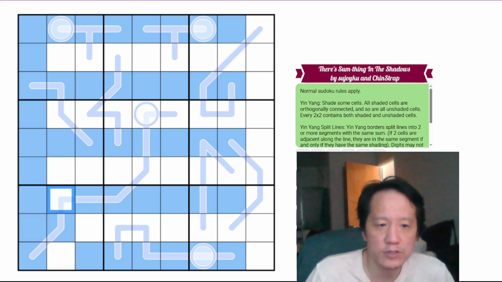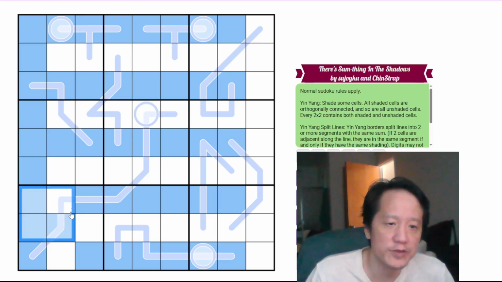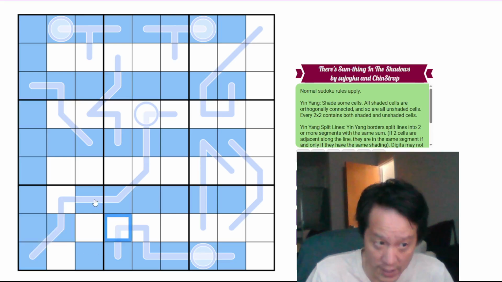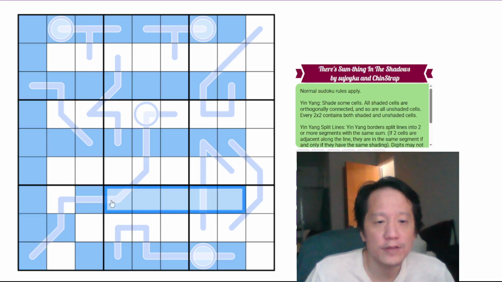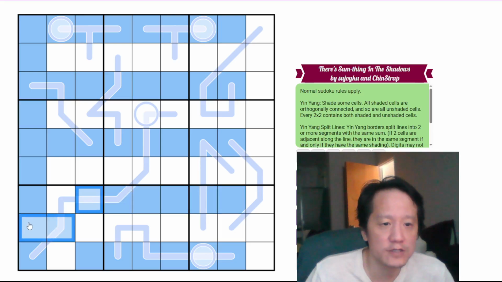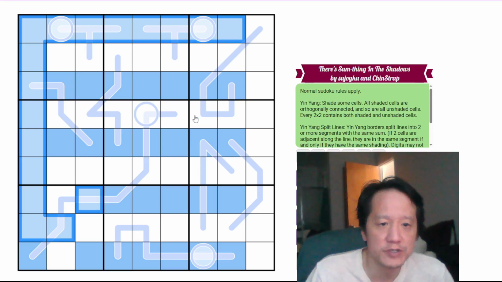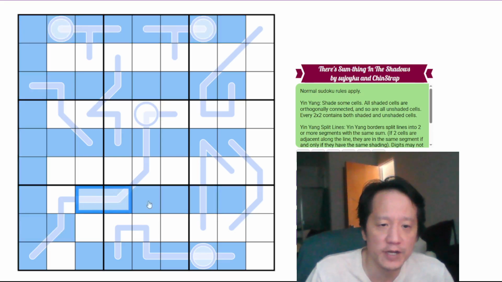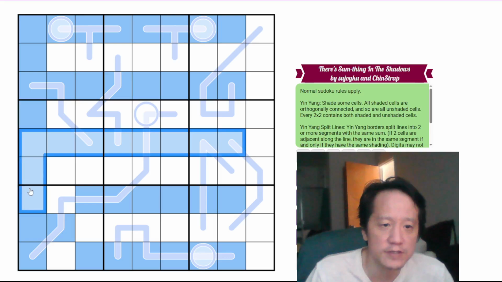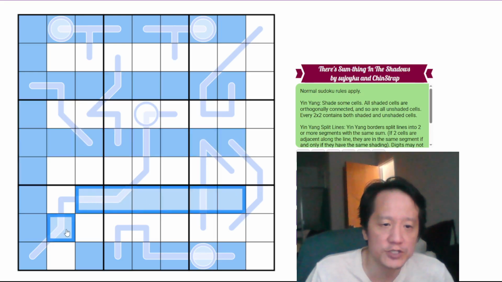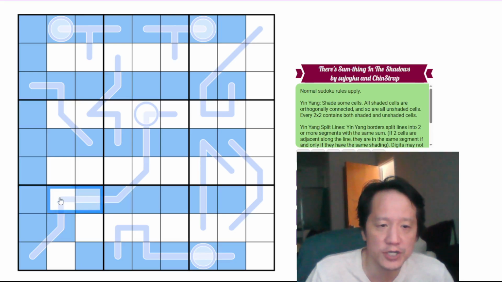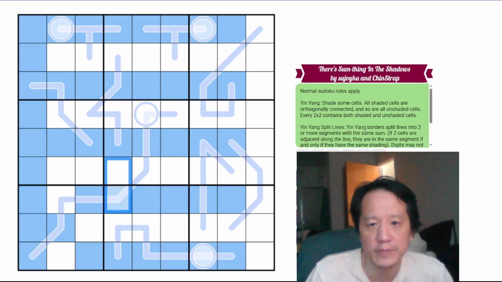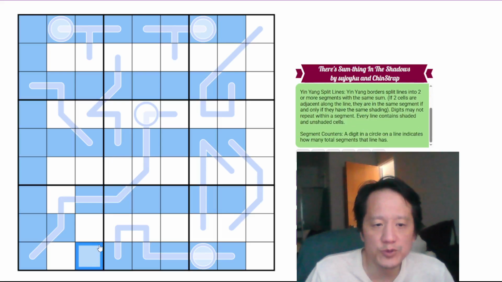Actually, we can just do it this way. While this 2x2 space contains shaded and unshaded cells, this is not orthogonally connected to the rest of the shaded region, right? Because if you try to go from any of these cells to any of these cells, just by going through edges, you would have to go outside a shaded region or shaded cell. You would have to go here or something like that. Same with this part, right?